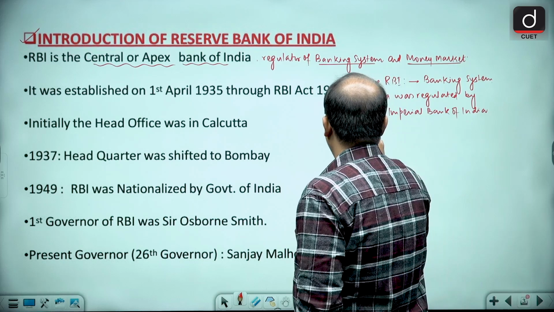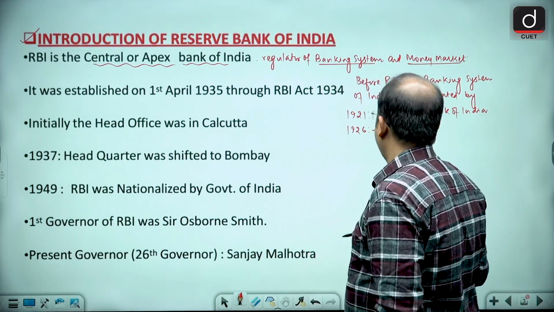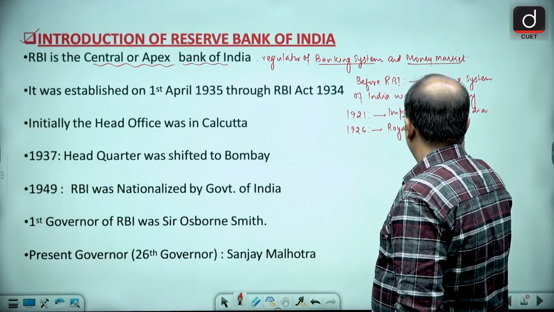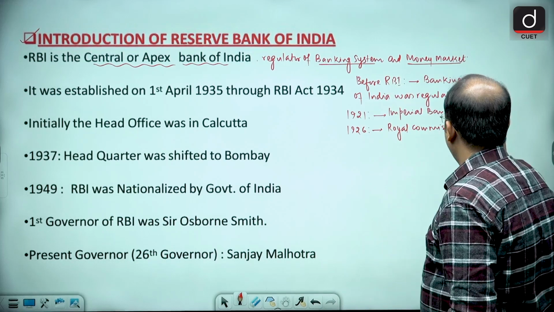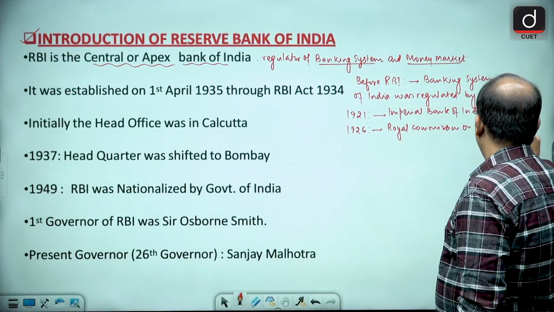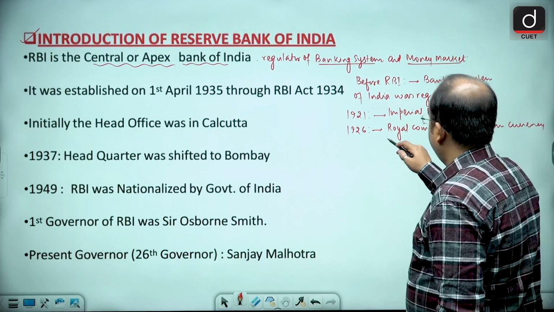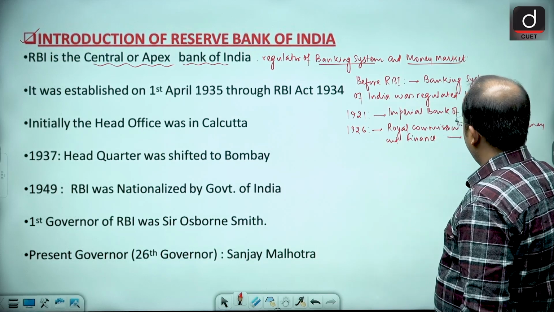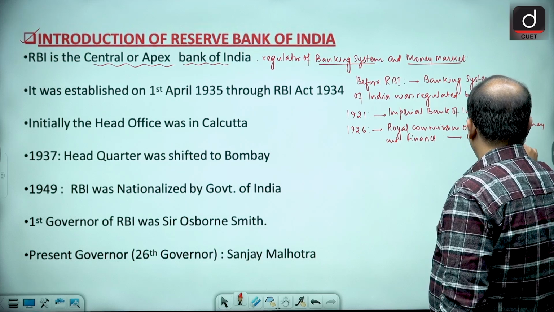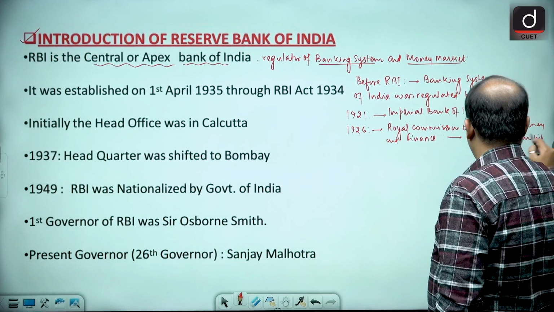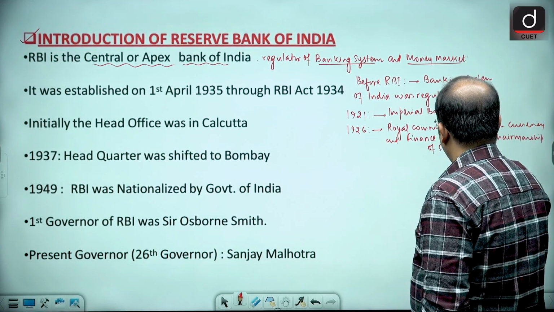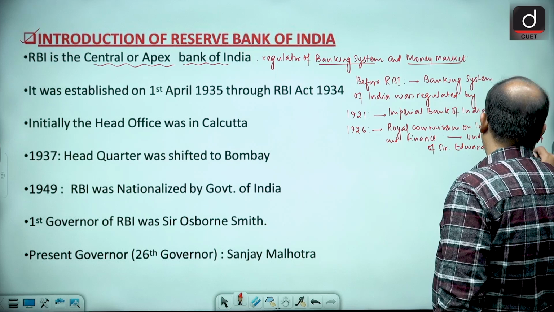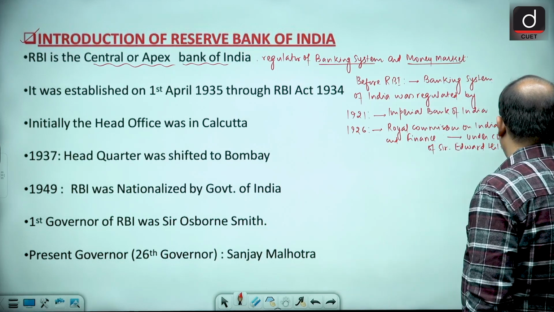Now guys, what happened in 1926? A committee was formed. The name of the committee was the Royal Commission on Indian Currency and Finance, and it was under the chairmanship of Sir Edward Hilton Young.